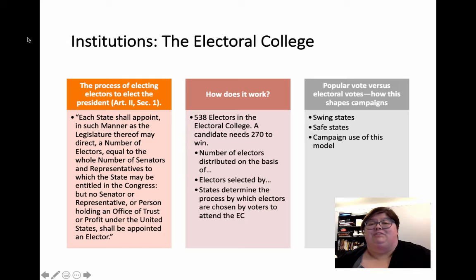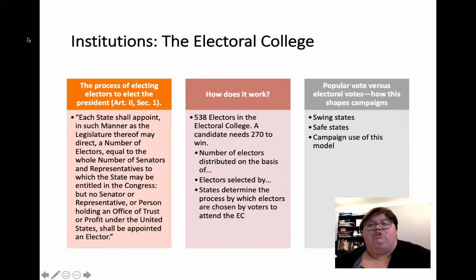The electors are selected, like who actually gets to be an elector, selected by the political parties themselves, and people become electors for that candidate through the political parties. And then the states determine the process by which electors are chosen by the voters. Not every state has to be winner takes all, but all except 2 states are.